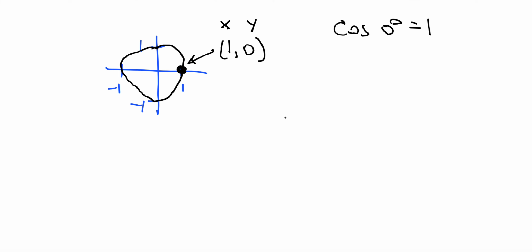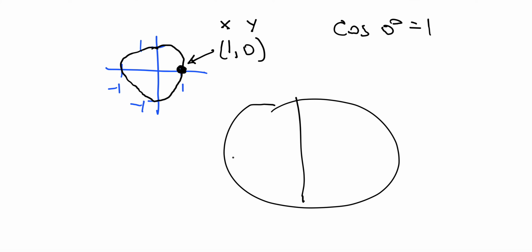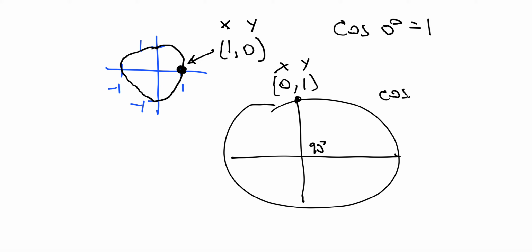All right, so we go over here. This is 90 degrees. What is this coordinate? 0, 1. So this is x, this is y, this is 90 degrees. What is the cosine of 90 degrees? No, 0, because you have no side by side. And what is the sine of 90 degrees? 1.